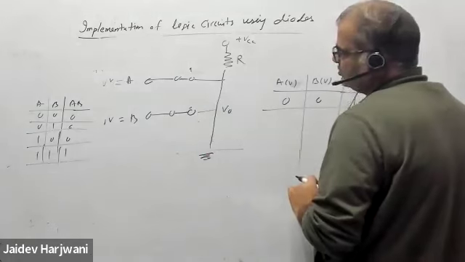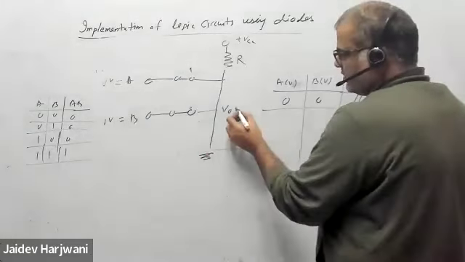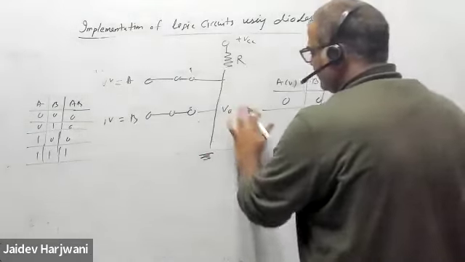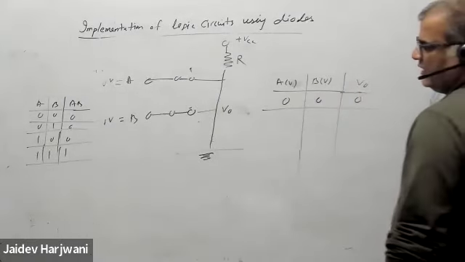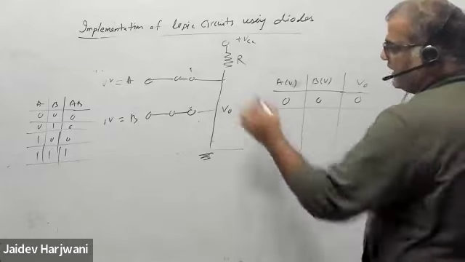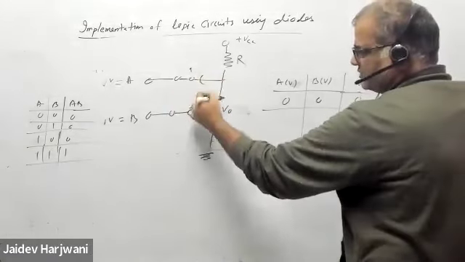It is directly connected to the ground. So V naught will be 0. Directly connected to 0. This becomes 0. Similarly, current will pass through like this. Both are short circuit. So current passes like this.